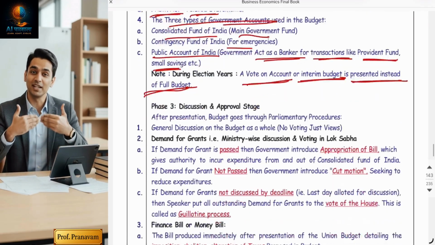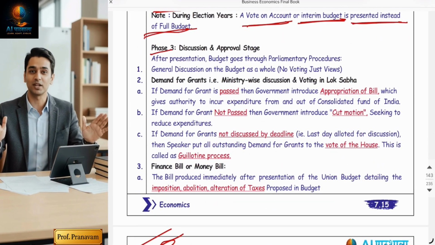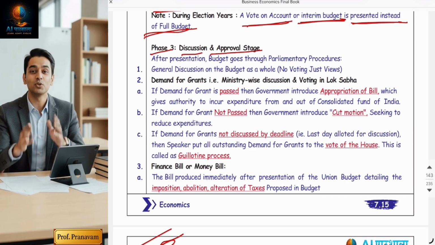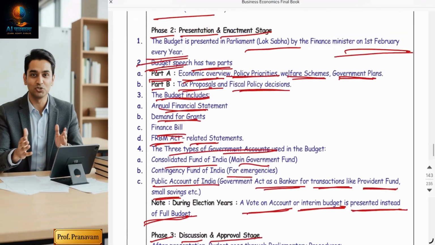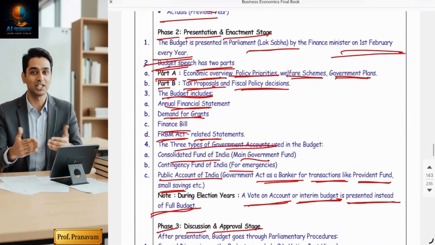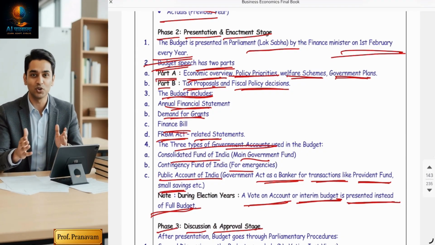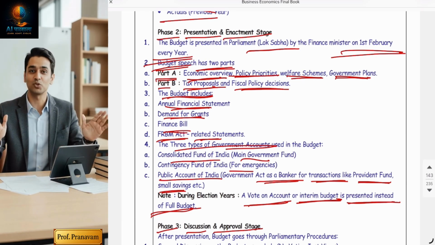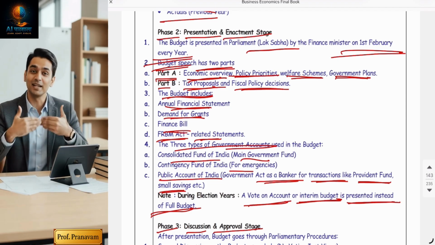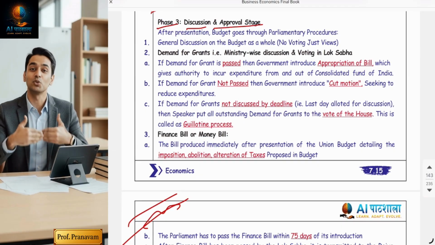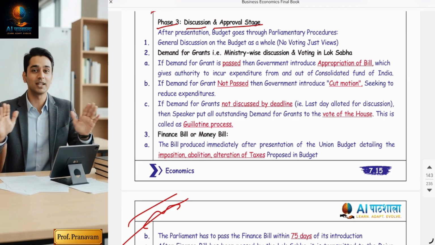Now, the third phase is the discussion and approval stage. What does this mean? Friends, the discussion and approval stage is the most important part. The presentation stage was in the public domain. Once the budget was presented in Parliament, the public listened to it. Now it became a finance bill. After that, discussion in Parliament takes place on what amendments and what changes they want.